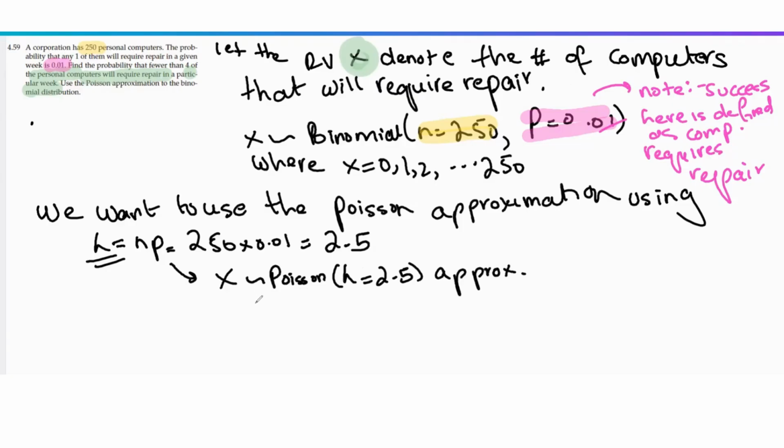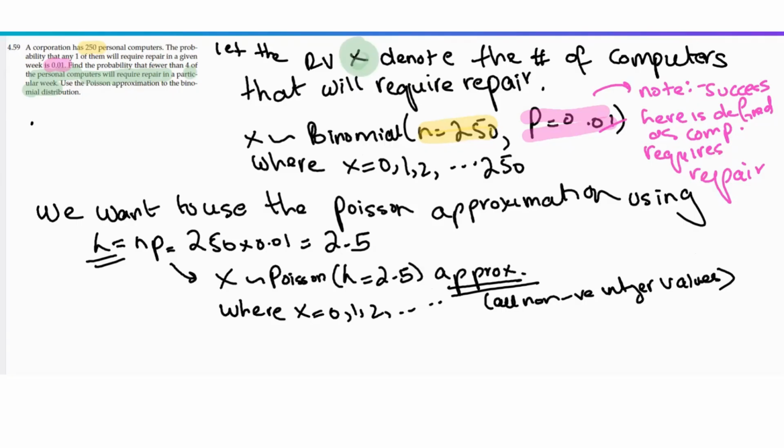Because we know x actually follows a binomial distribution, but we're approximating it using a Poisson distribution. So we need to write approximately here because its exact distribution is binomial. We're just using an approximation here. And under this approximation, we know x is taking values 0, 1, 2, and so on. A binomial random variable only takes values till n, but a Poisson random variable takes all non-negative integer values. Non-negative, because it can be positive integer values or 0 as well.